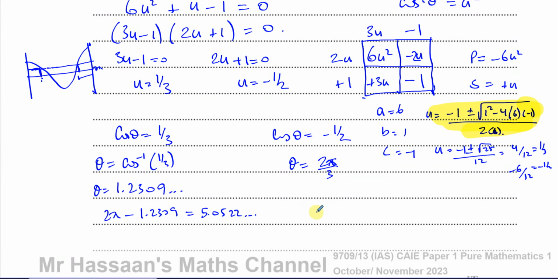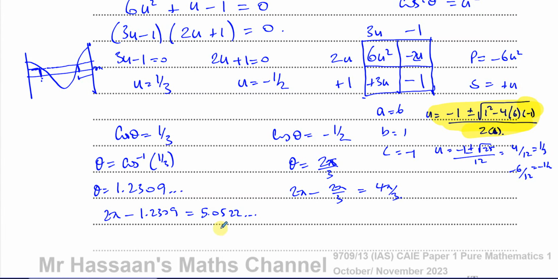So that's the first angle. The other angle is going to be 2 pi minus this angle. So you're going to have 2 pi minus 2 pi over 3. That's going to be like 6 pi over 3 minus 2 pi over 3, which is 4 pi over 3. And those are the two main solutions from this.